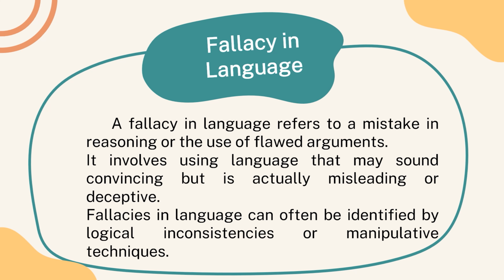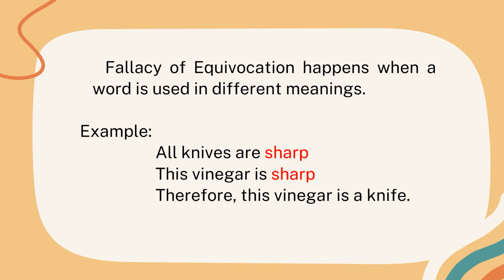Fallacy of equivocation happens when a word is used in different meanings. Example: all knives are sharp. This vinegar is sharp. Therefore, this vinegar is a knife.